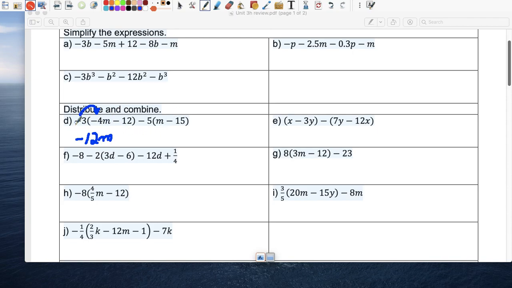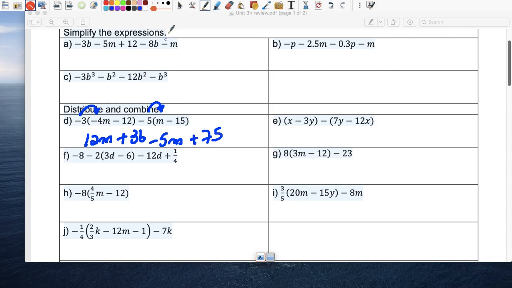work the signs first. So negative times a negative. Sorry, oops. Speaking of negative and negative is a positive, so 3 times 4 is 12m. Negative and then negative 12 is going to be a positive 36. Negative 5 times m is negative 5m. Negative 5 times negative 15 is positive 75.